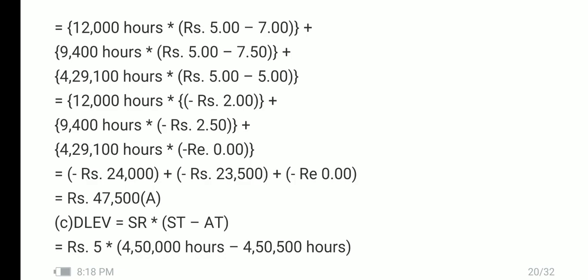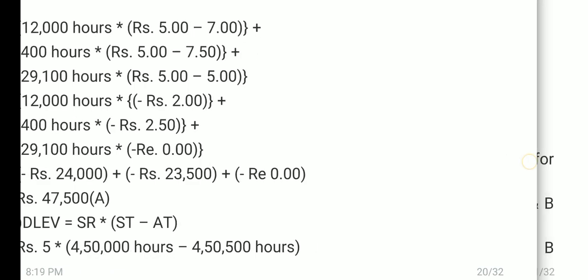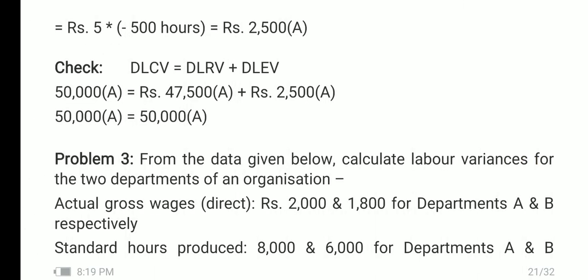Now, direct labor efficiency variance is equal to standard wage rate into ST minus AT. We have computed standard time for actual output, 4,50,000 hours, minus actual time taken given in the problem, 4,50,500 hours, which gives us 500 hours negative. When multiplied with the standard wage rate of 5 rupees, it gives us 2,500 adverse variance. Labor efficiency variance is also negative, adverse.